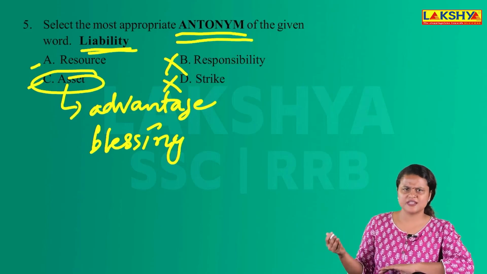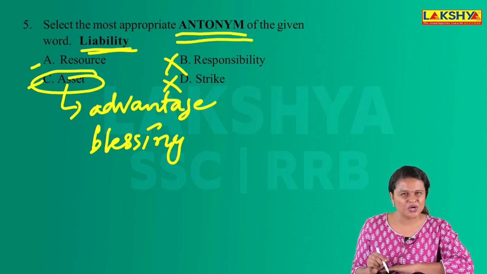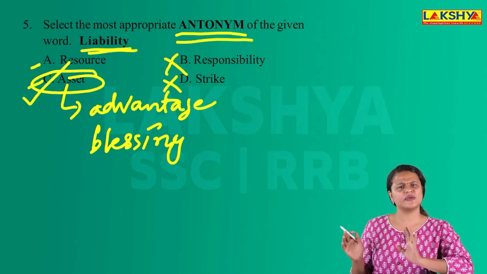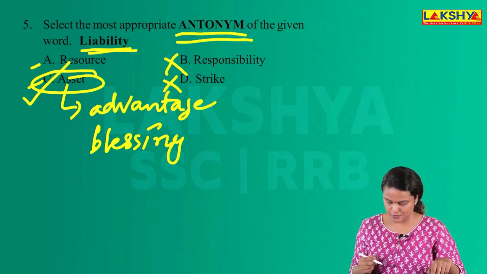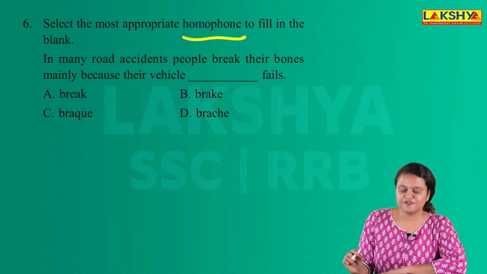Resource means some kind of a place where you can get something or something that is useful. Definitely not the opposite of liability. Okay, so asset is the answer. Clear? Always remember, asset and liability go as opposites. Fine? Okay, next one. Select the most appropriate homophone to fill in the blank.